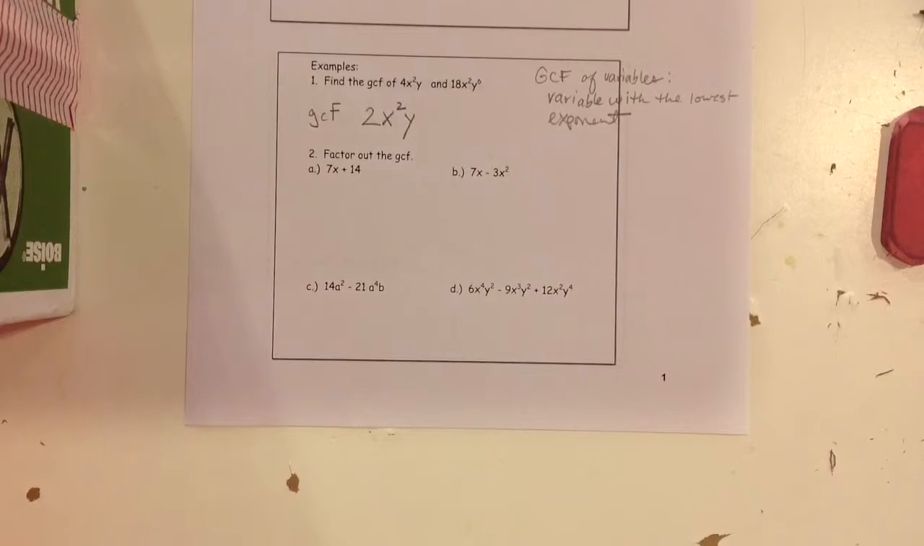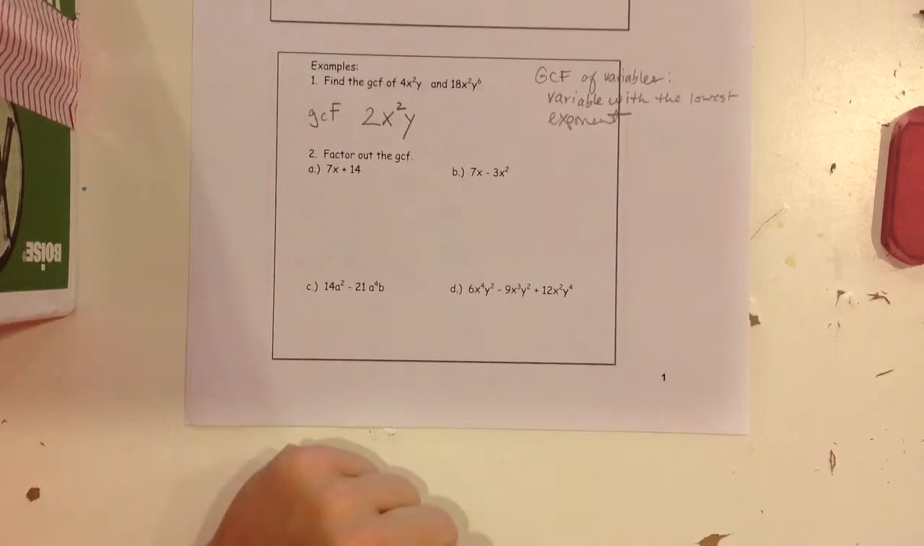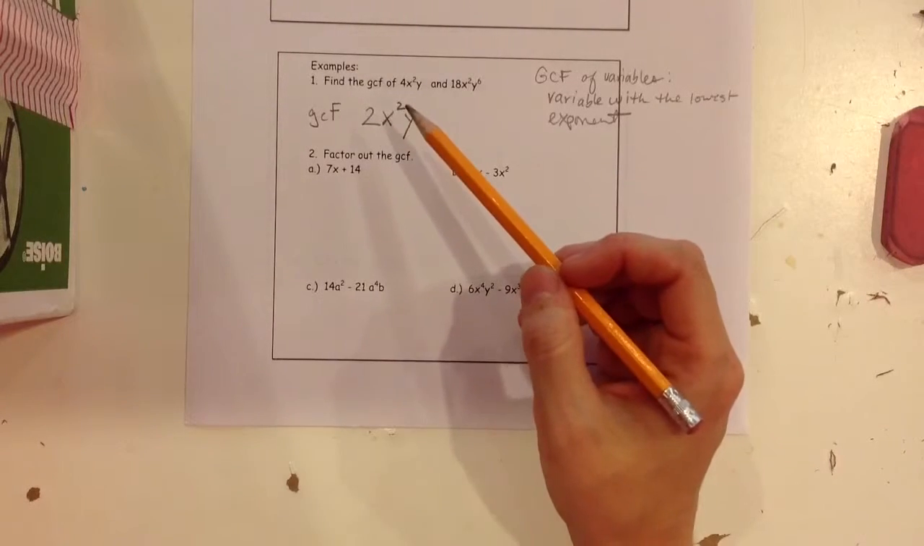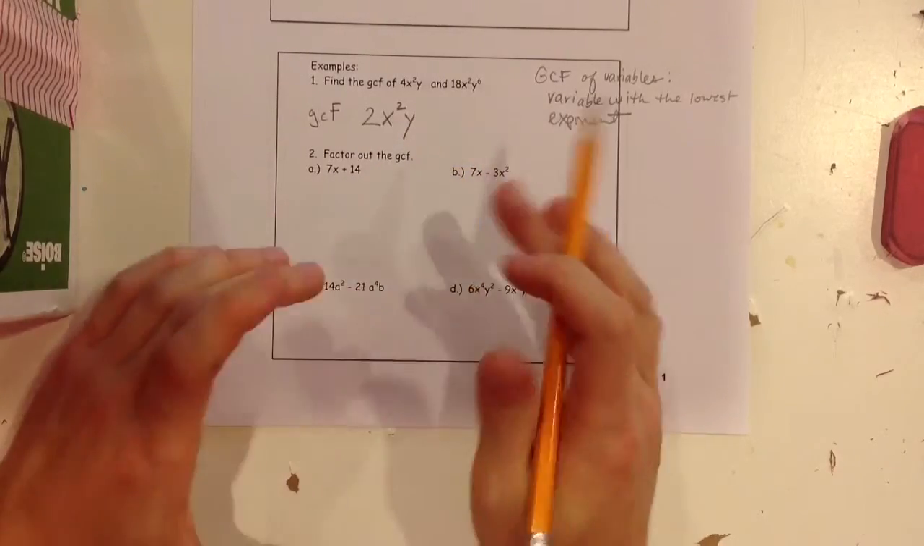So in this first example, all we're doing is saying, hey, this is the GCF. Now we're going to learn how to factor out the GCF. So when you factor out the GCF, you actually have it in a polynomial form. In our first example, we were just naming it. So to factor out the GCF, we still have groups. The terms are your groups.